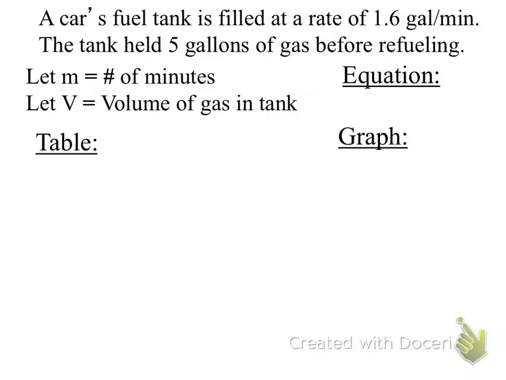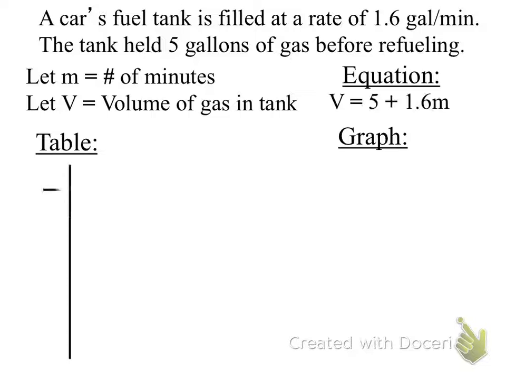A car's fuel tank is filled at a rate of 1.6 gallons per minute. The tank held 5 gallons of gas before refueling. So tell me, do you think this is going to be discrete or continuous? As I'm filling gas in my tank. Daniela, it's going to be continuous because you're not going to stop every minute. One shot. Take you forever to put your gas in there, right?